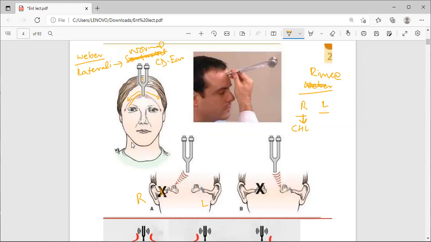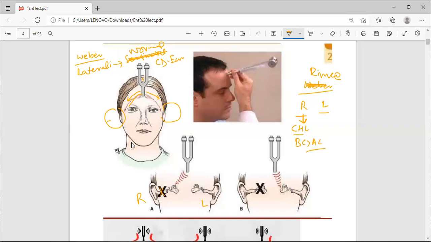Now you have to ask the patient where the sound is greater, whether the sound is greater in this ear or in this ear. If you have already done the Rinne test and the result shows that he is having conductive deafness in the right ear, how will he show you? Because the bone conduction will be greater than air conduction.